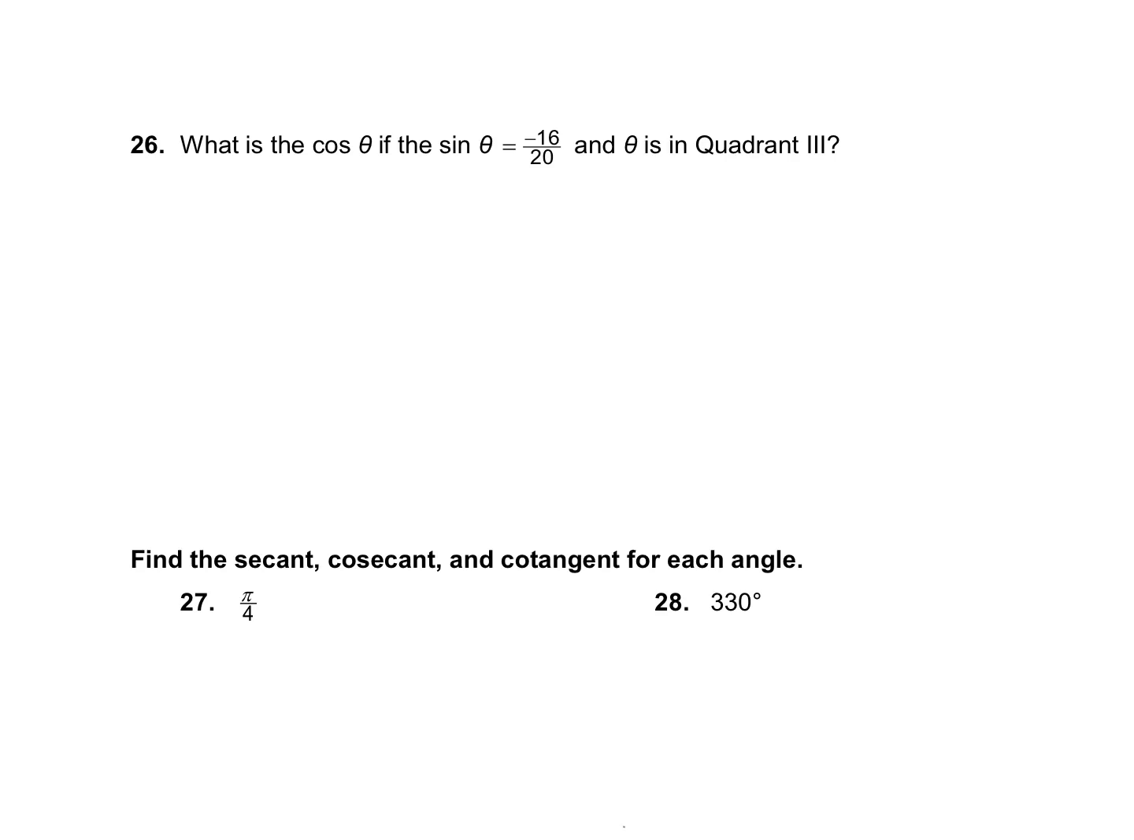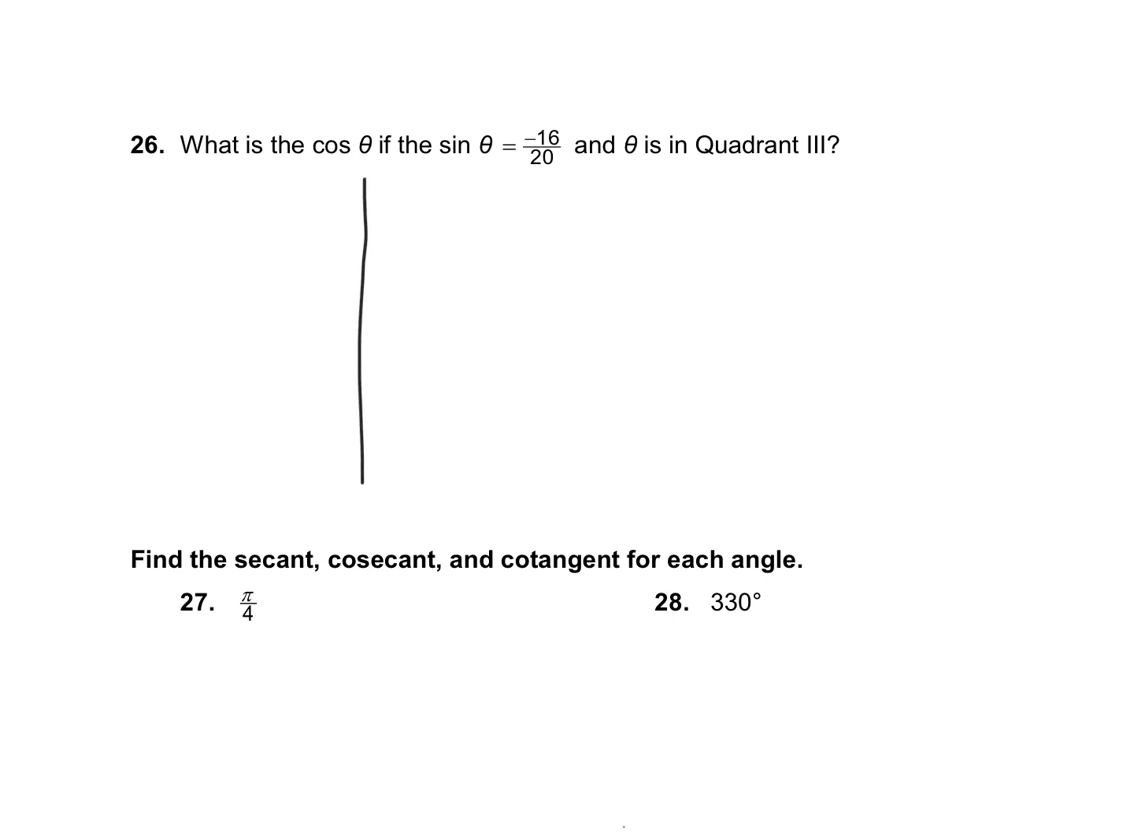All right, we made it to the last page of our review. Number 26 is a lot like number 25. It says, what is the cosine of theta if sine of theta is equal to negative 16 over 20 and theta, our angle, is in quadrant 3? So we're going to approach this the same way we did the last one.